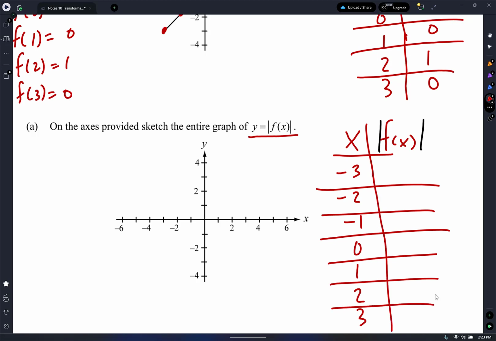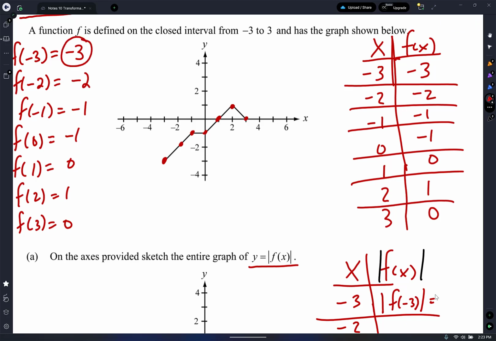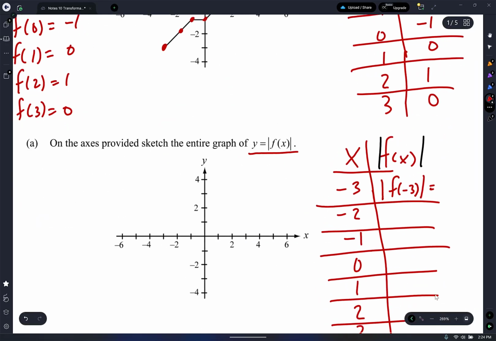This has an absolute value on the outside, so that means absolute value of f of negative 3, close, close, equals, well, f of negative 3 was negative 3, so it's just by coincidence. I should have changed the number. So absolute value of negative 3 is just 3. So plot the point negative 3, 3.